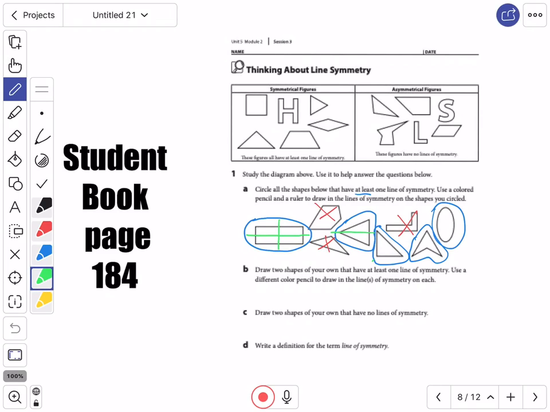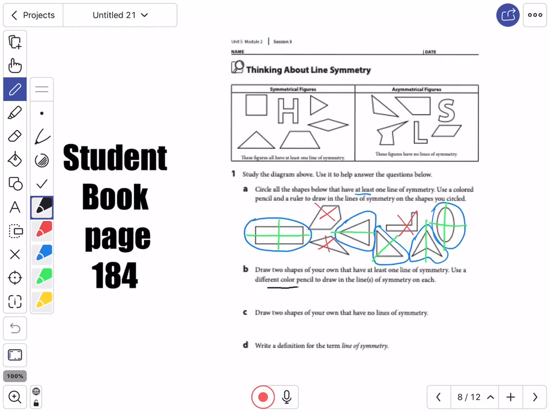Now I'm going to use my green to put where the lines of symmetry are. This one has a line of symmetry here, and it also has a line of symmetry right there. This triangle has one line of symmetry right there. This triangle has one line of symmetry right there. This interesting almost triangle shape has one line of symmetry right there. And this oval has two lines of symmetry, one there and one there. Again, if you have colored pencils, go ahead and use them. If you don't, just use your pencil, kind of like I did, okay?